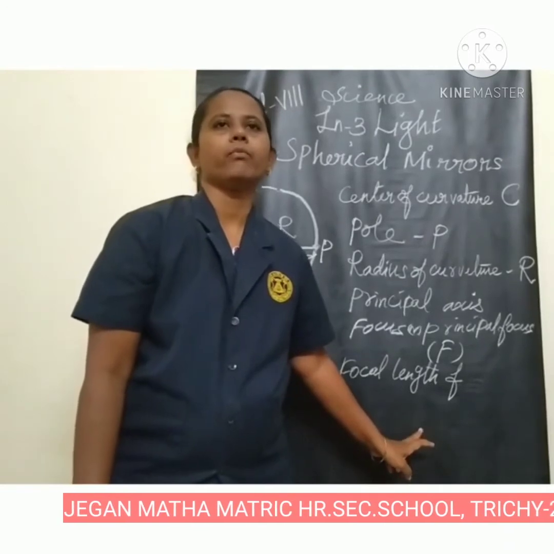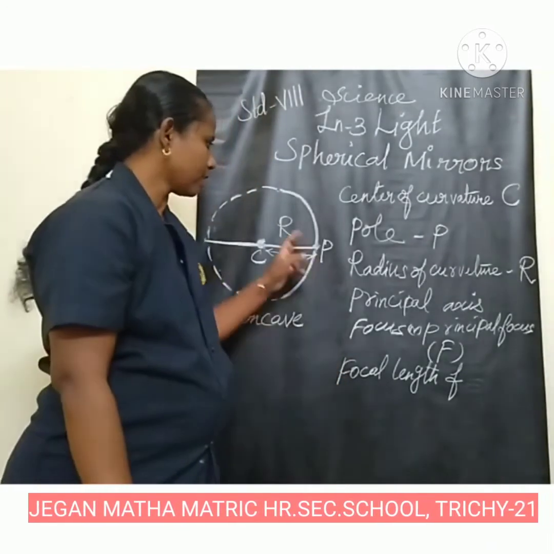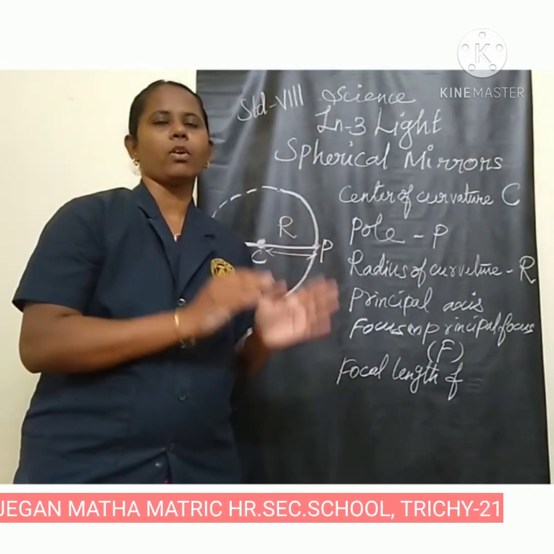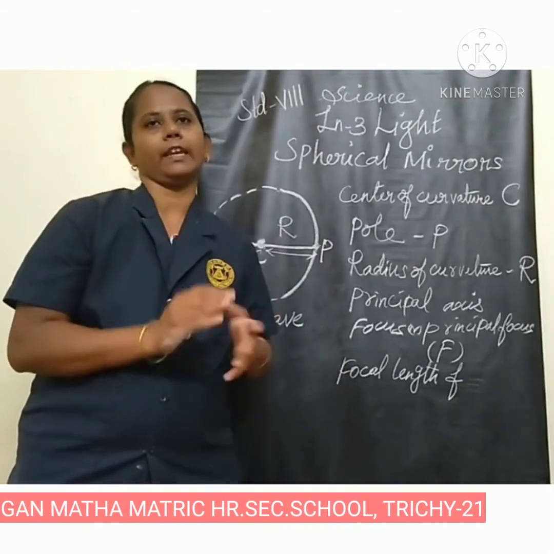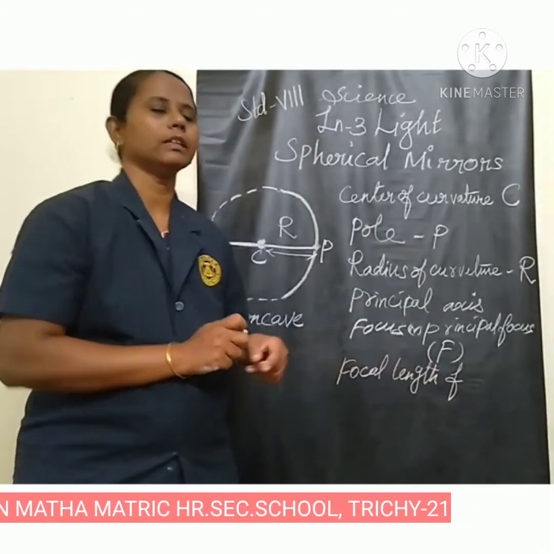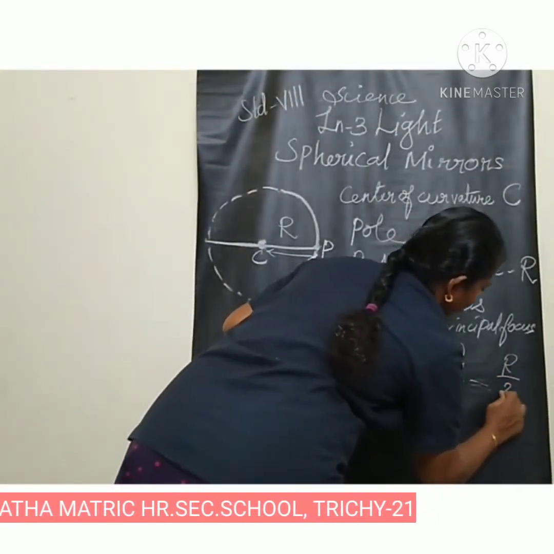Relation between the focal length of a spherical mirror and its radius of curvature. The focal length is half of the radius of curvature. So focal length f is equal to radius of curvature R by 2.